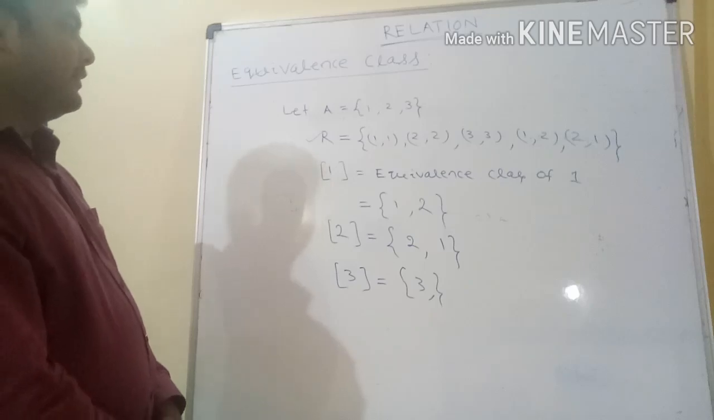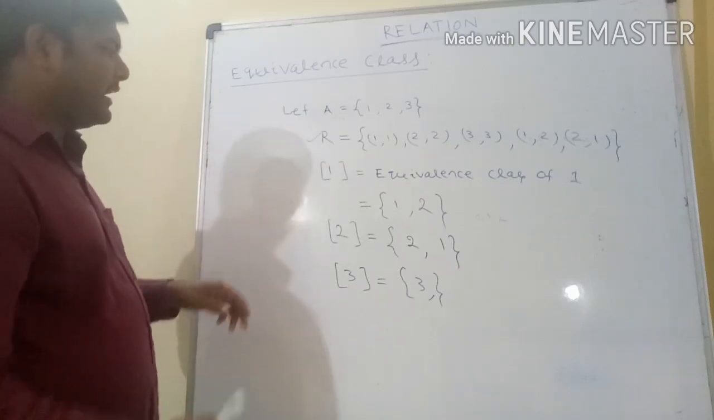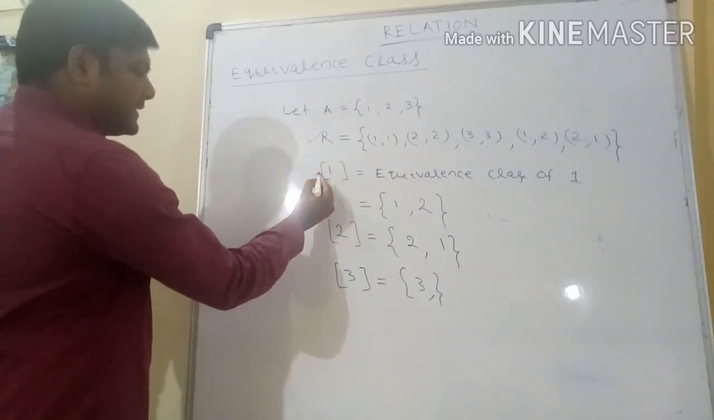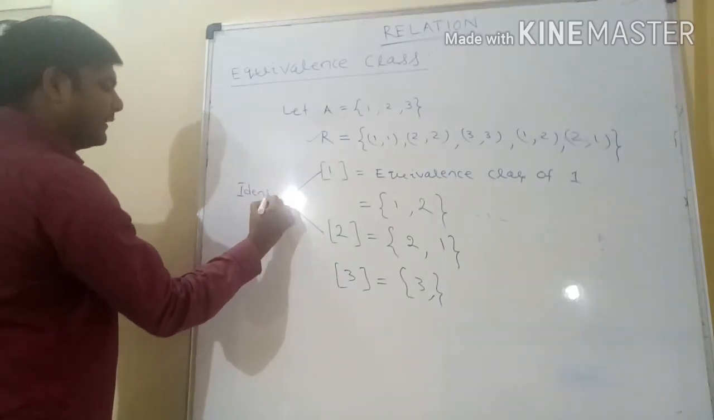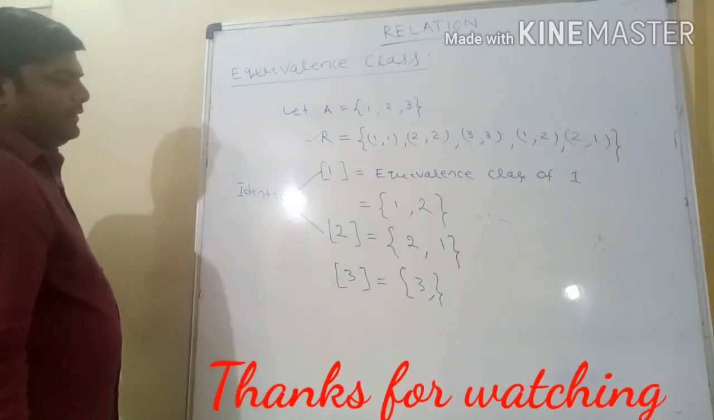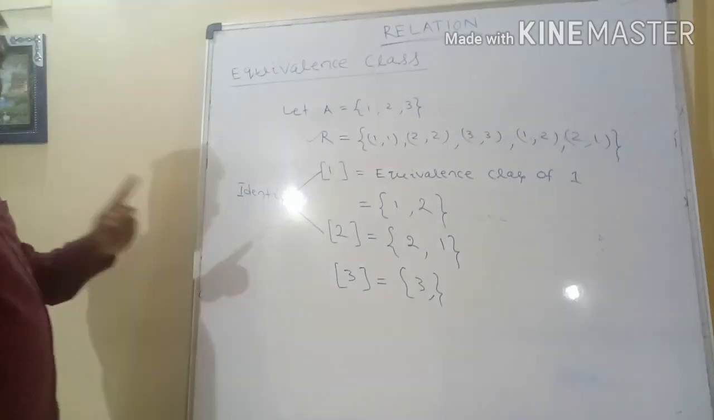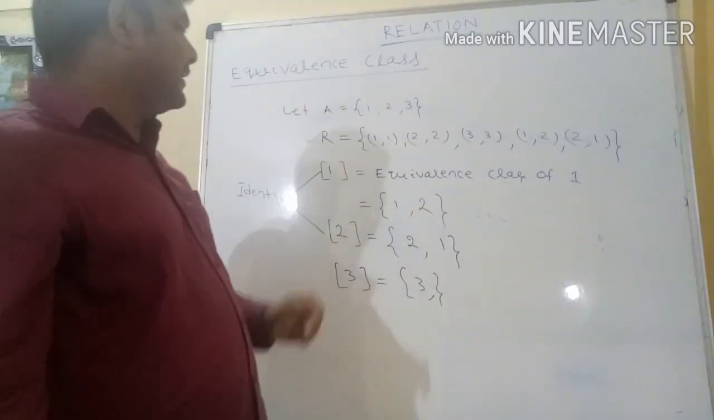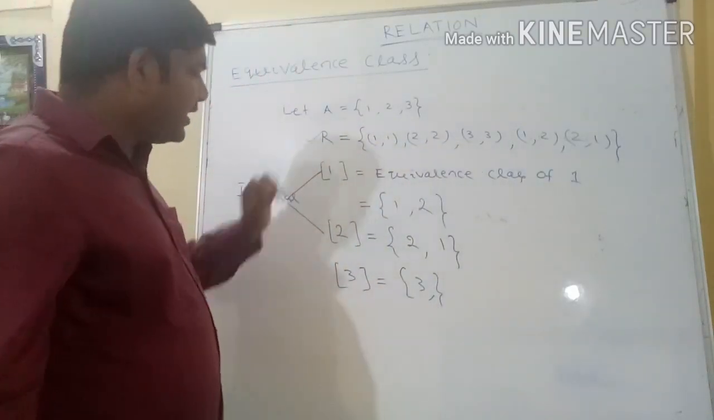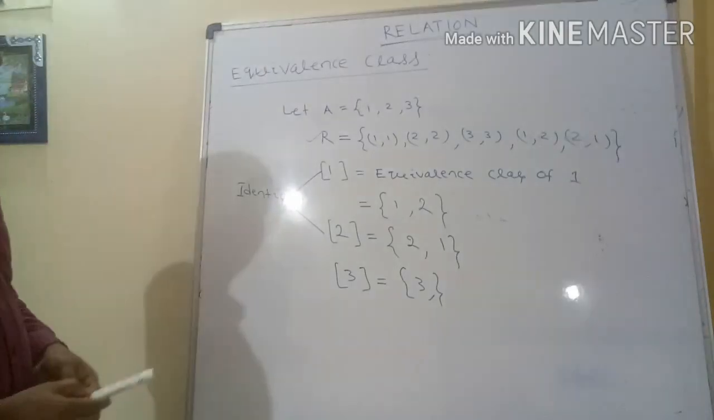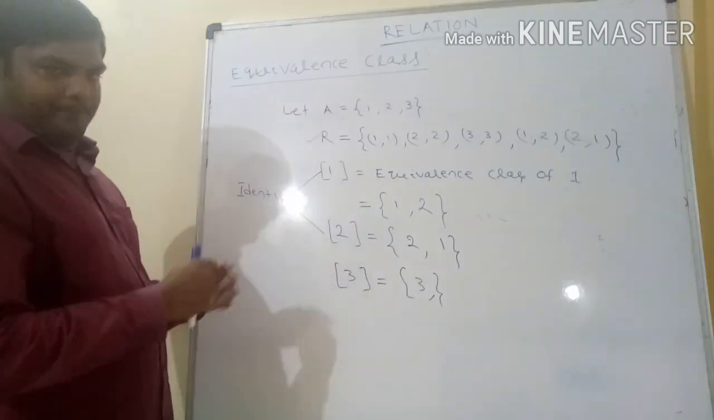So from this we conclude what? Either the equivalence classes are identical. Identical means same. Now see, these two equivalence classes are same, meaning identical. And see, the classes of 1 and 3 are disjoint. So one property of the equivalence class: either the equivalence classes are disjoint or identical. Here see, 1 and 2 are same, meaning they are exactly the same.